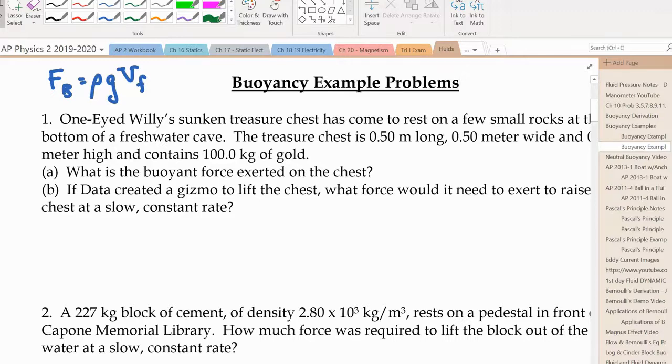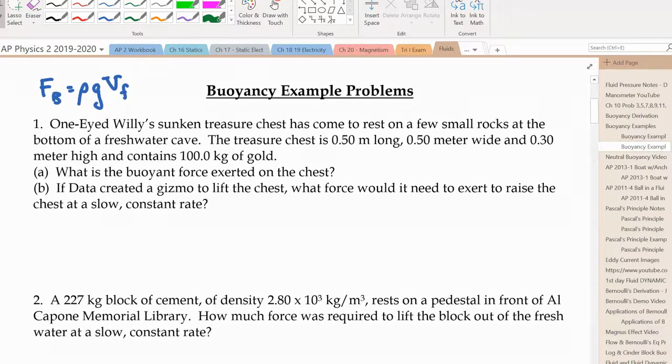Alright, so One-Eyed Willie, what movie? Oh, Goonies, nice job. One-Eyed Willie's sunken treasure chest has come to rest on a few small rocks at the bottom of a freshwater cave. The treasure chest is 0.5 meters by 0.5 by 0.3 meters high and contains 100 kilograms of gold. We're going to say that includes the mass of the chest as well. What is the buoyant force exerted on the chest?